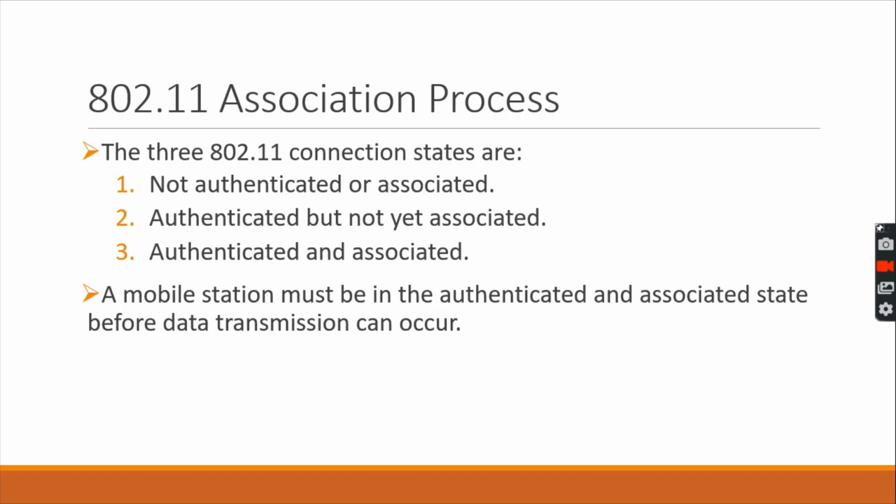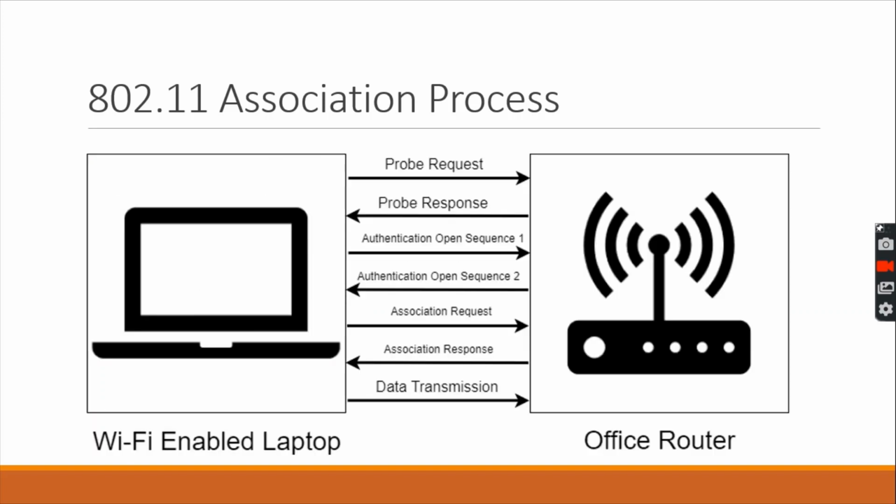The 802.11 connection states are: not authenticated or associated, authenticated but not yet associated, and authenticated and associated. A mobile station must be in the authenticated and associated state before data transmission can occur.